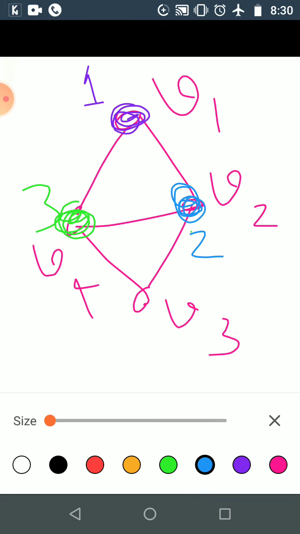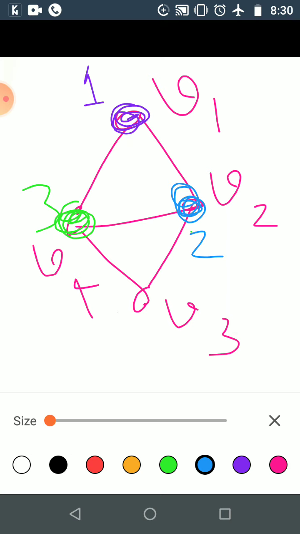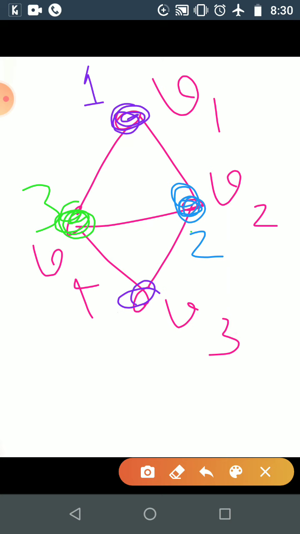Correct. Now here you are using the non-adjacent vertices first. Correct. So earlier it should be having this one. Correct. So 1 is not adjacent with 1, so we can use this one. Correct.